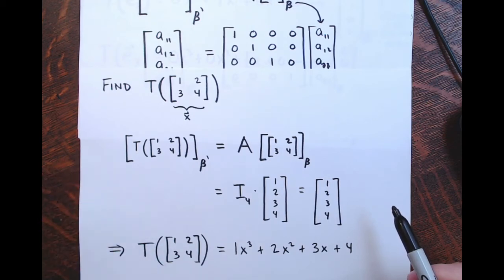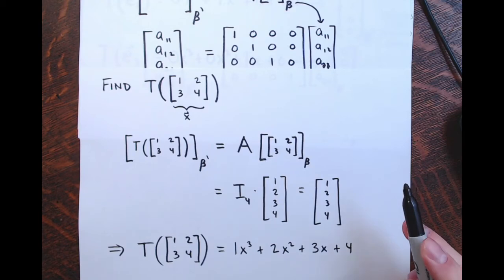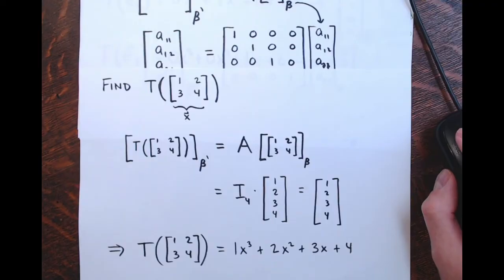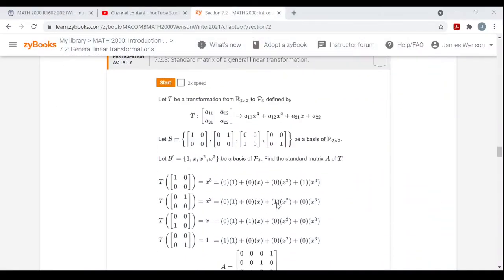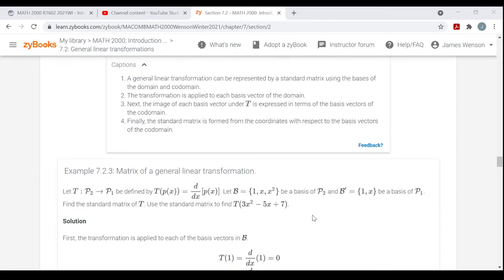Which you could have easily done. I know you could have done this without doing coordinates, but there's a reason we're translating things into coordinates, trust me. Okay, so let's look at a different example. That one was kind of too straightforward. See, they did it the other way around. They had 1x squared and x cubed for b prime instead of the way I had it. See, it changes the order of things. So let's look at a different example.